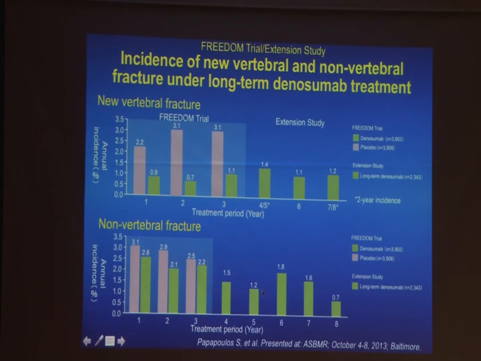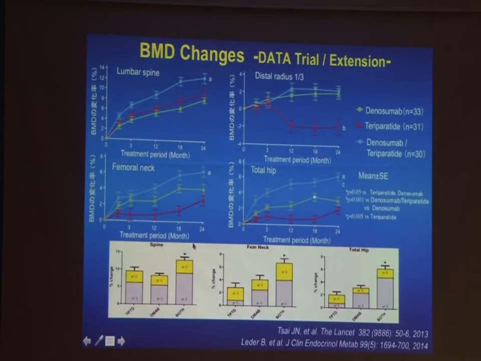More surprising, non-vertebral fracture incidence is reduced by only 20%, as I mentioned before. But after extension of the study, the incidence of non-vertebral fracture seems to be less than in the pivotal period, and the average new non-vertebral fracture incidence is 1.3%, which is less than 40% of the historical placebo group in this pivotal period.